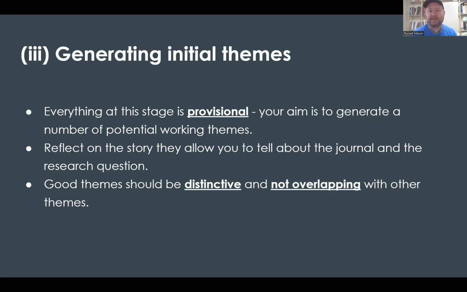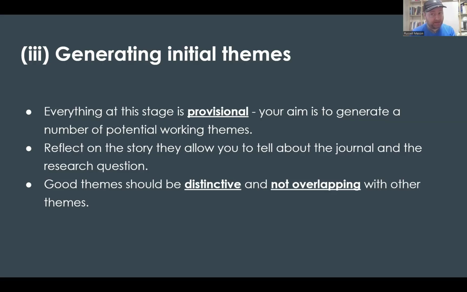Also, the second one here, reflect on the story that they allow you to tell about the journal and the research question. So as you're generating the themes, you don't have to choose the two most common or the two most repetitive things that you experienced. And you should probably focus more on the most salient experiences that were also recurring experiences in different periods of the journal. But also think about how interesting the story they allow you to tell is.